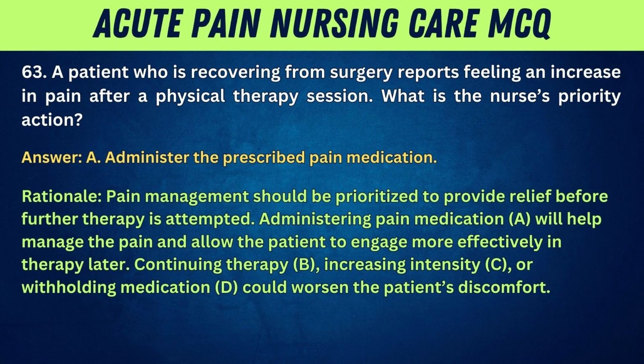Answer: A. Administer the prescribed pain medication. Rationale: pain management should be prioritized to provide relief before further therapy is attempted. Administering pain medication, A, will help manage the pain and allow the patient to engage more effectively in therapy later. Continuing therapy, B, increasing intensity, C, or withholding medication, D, could worsen the patient's discomfort.